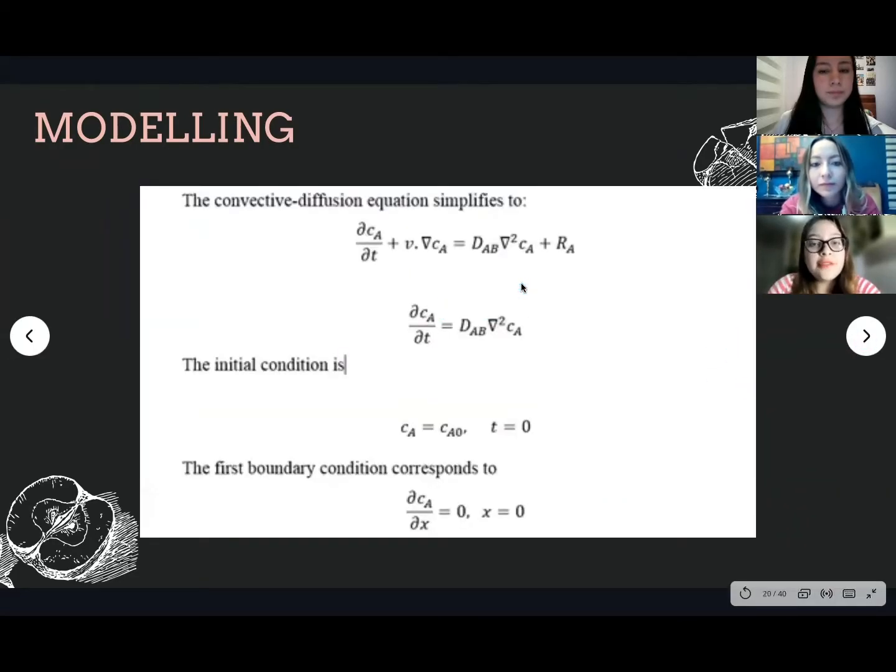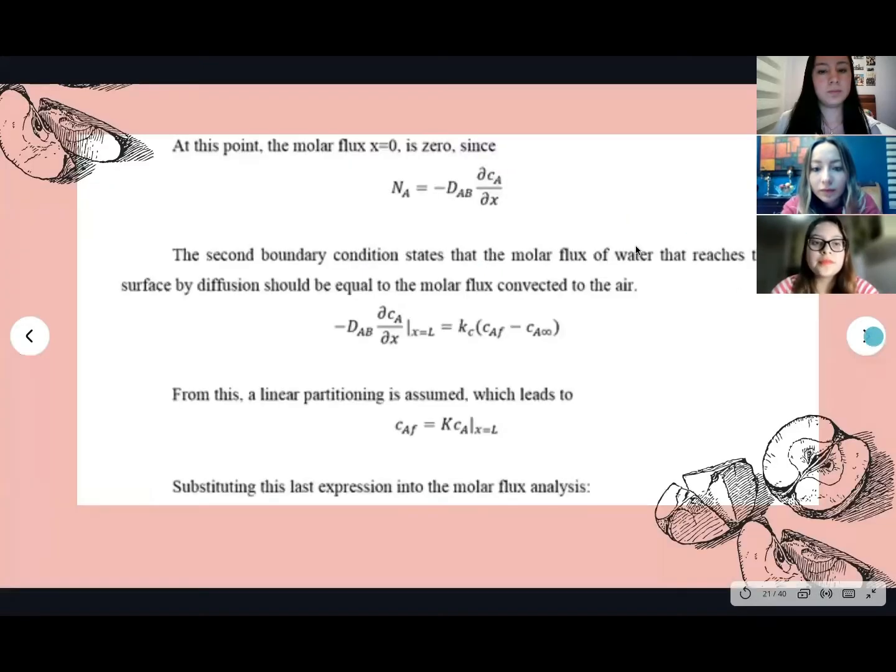The convective diffusion equation simplifies too, and the initial condition is this. The first boundary condition corresponds to, at this point, x equals 0, the molar flux is 0, since we have this. The second boundary condition states that the molar flux of water that reaches the surface by diffusion should be equal to the molar flux convected to the air.